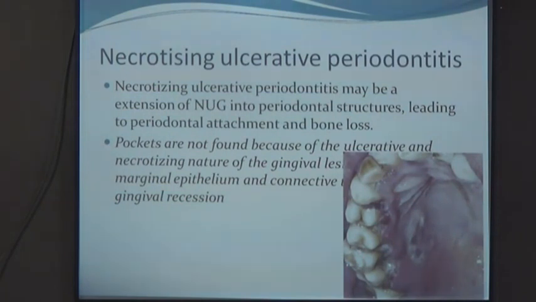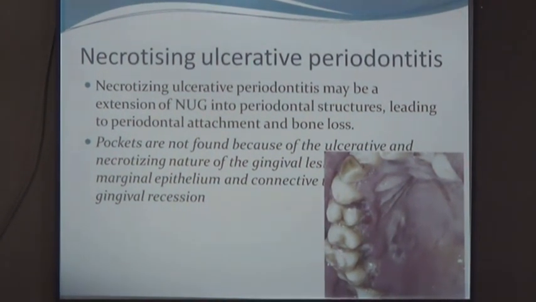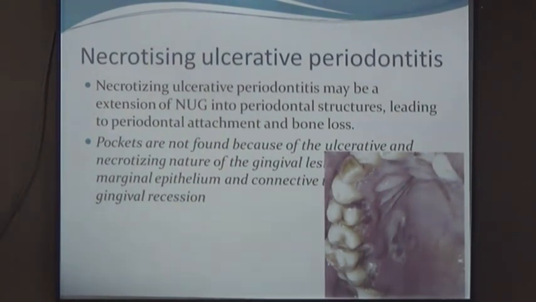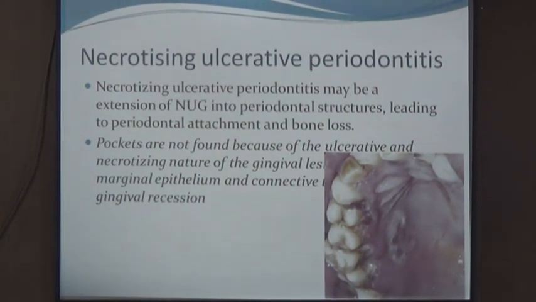This is necrotizing ulcerative periodontitis. It may be the extension of necrotizing ulcerative gingivitis. Here there will be periodontal attachment and bone loss. Pockets are not found. You remember? Pockets are not found because of the ulcerative and necrotizing nature of the gingival lesion, affecting marginal epithelium, connective tissue and gingiva.